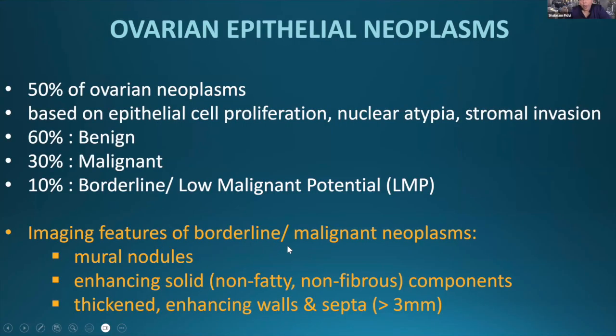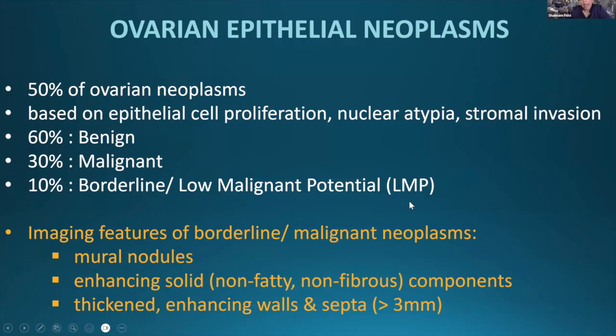We'll first talk about ovarian epithelial neoplasms, which are the most common category. They account for 50% of ovarian neoplasms. 60% of these lesions are benign, 30% are malignant, and 10% are borderline or low malignant potential, which are called LMP.